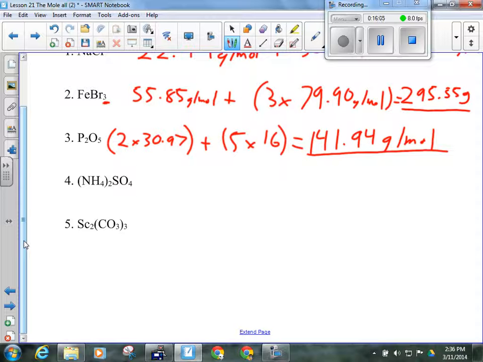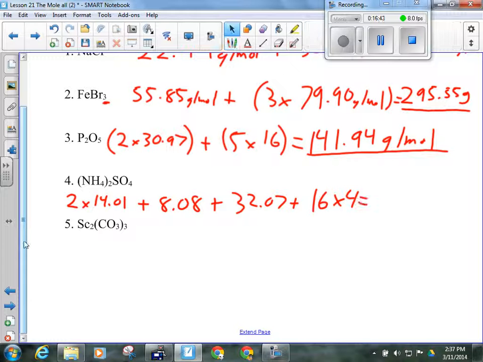We have to be able to interpret a chemical formula so that we get the right numbers here. Because if we don't get the right numbers, you're not going to get the right molar mass. All right, so we've got 2 times 14.01, that's our nitrogens, plus 8.08, that's our 8 hydrogens, 8 times 1.01, plus sulfur, which is what, 32.07? Yeah, 32.07. And there's only 1 of that. And then there are 4 oxygens, so that's 16 times 4. Okay, plug all that in.